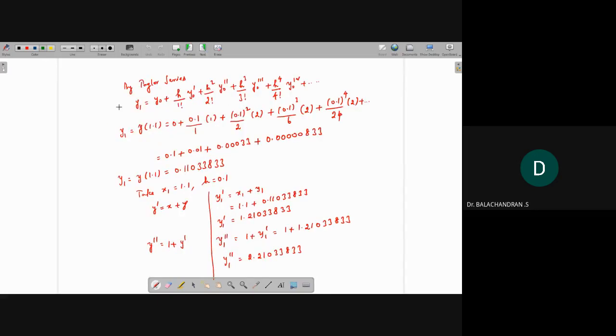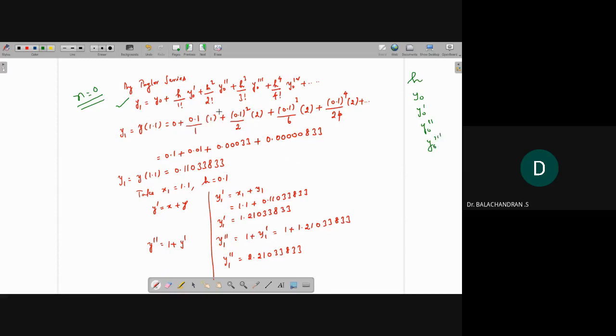So y1, we substitute n equal to 0 in the formula, and we get y1 equal to y naught plus h by 1 factorial into y naught dash plus h square by 2 factorial y naught double dash and so on. So you need only the h value, and you need y naught dash, y naught double dash, y naught triple dash and so on.